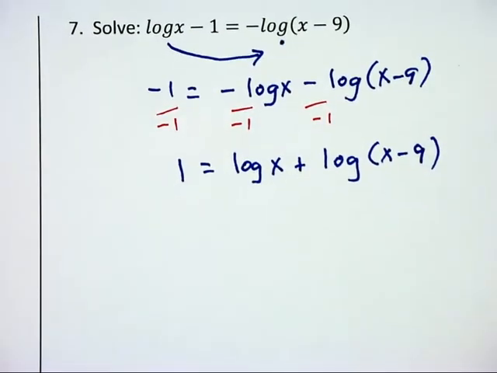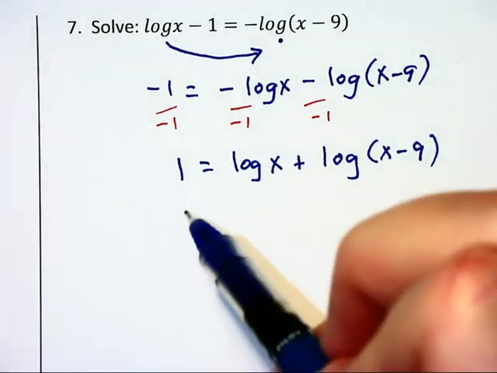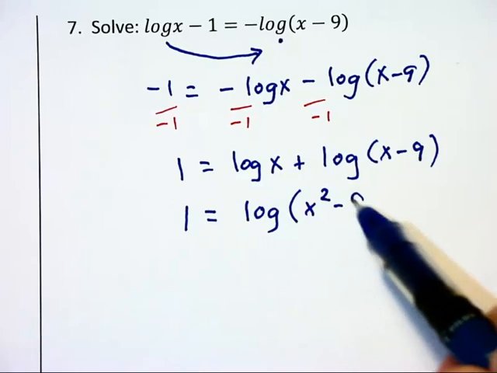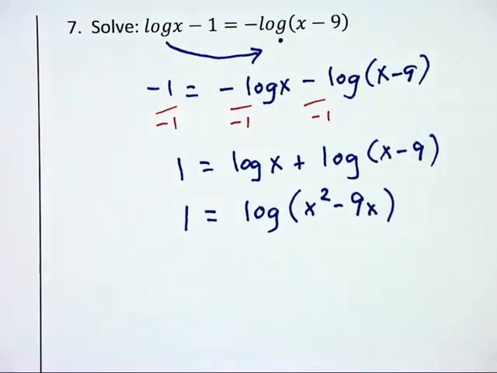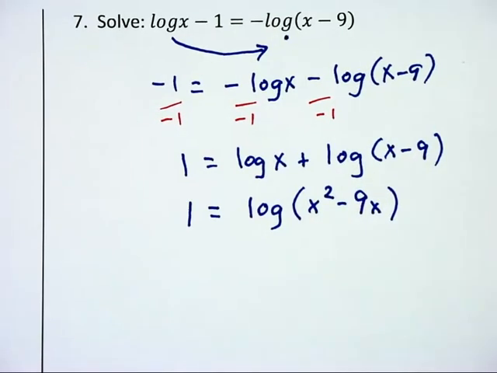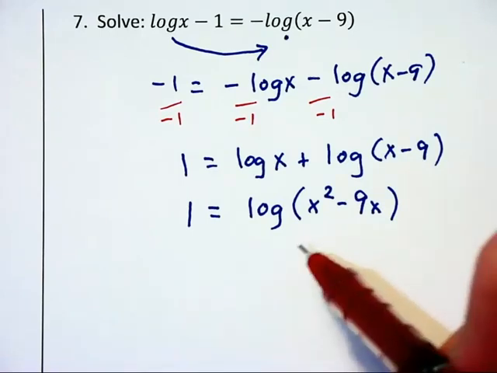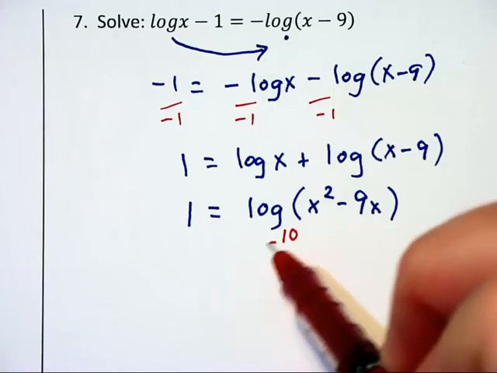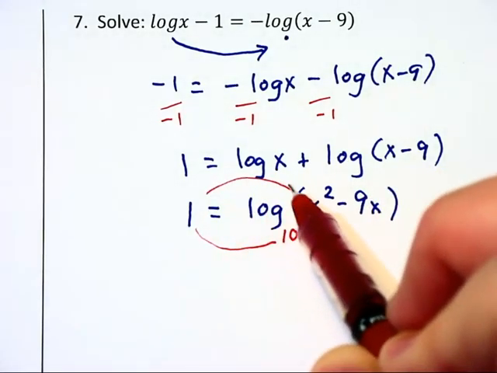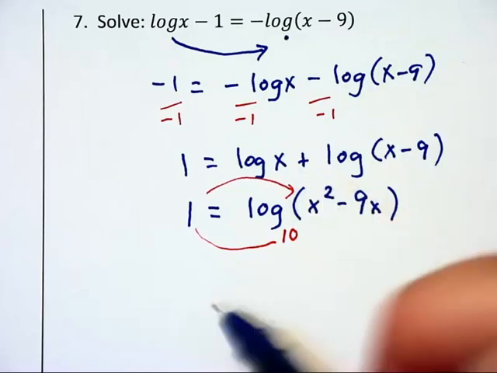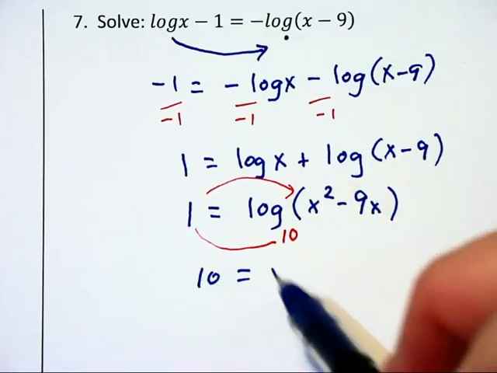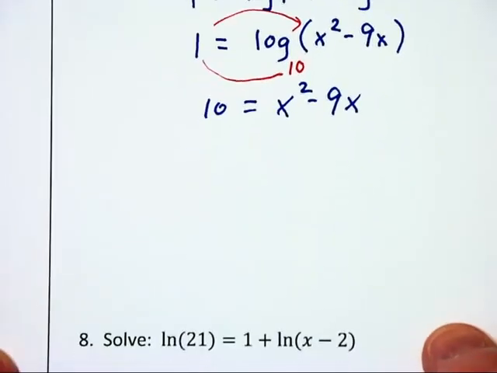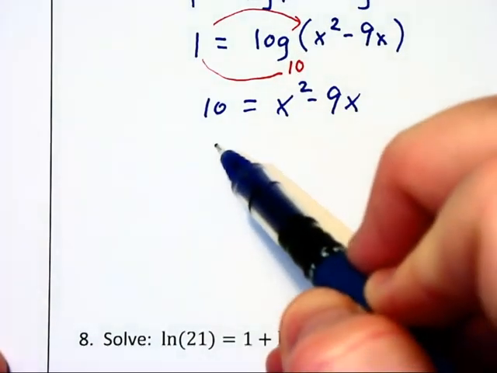Now I can use the property involving the sum of logarithms and write this as 1 equals log of x squared minus 9x. Now since I only have a log on the right hand side, the best way to clean this up is to switch it to an exponential equation. I will want to write the understood base of 10 in there and go 10 raised to the first power equals the argument. 10 to the first power is just 10 equals x squared minus 9x, and the logarithms are gone, and I can just solve this quadratic equation.